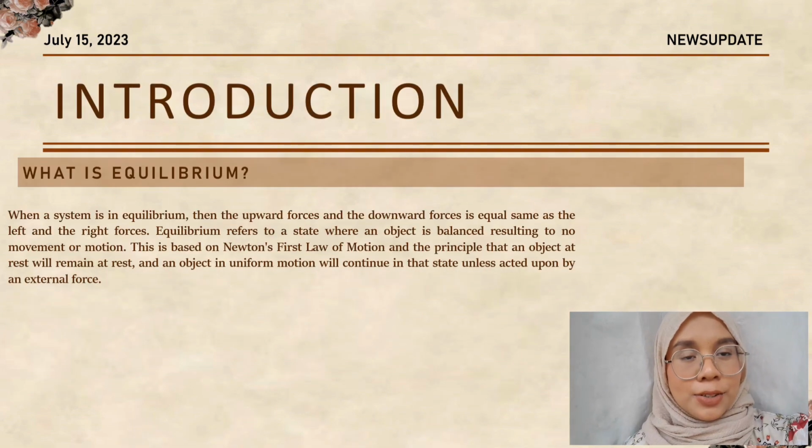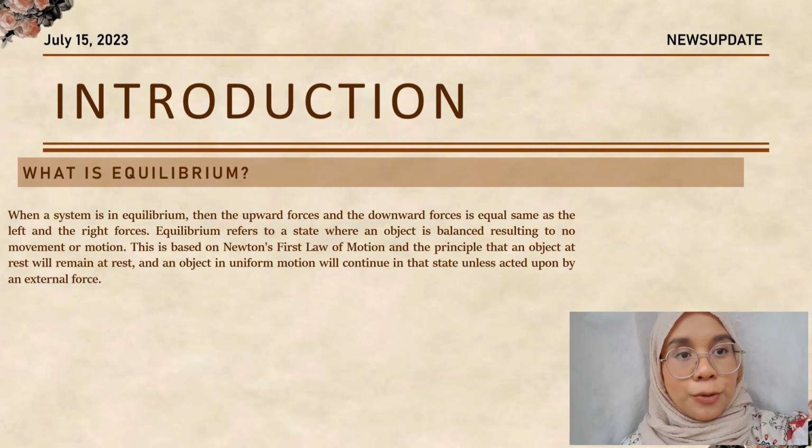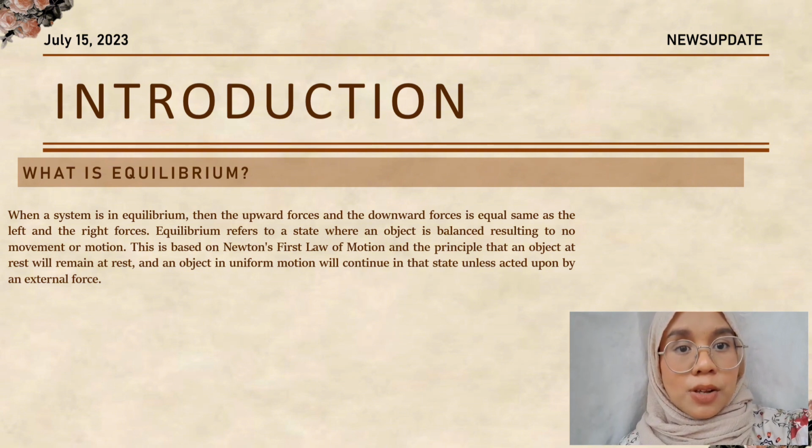Hi, let's get to know what is equilibrium. When a system is in equilibrium, the upward forces and the downward forces are equal, same as the left and the right forces. Equilibrium refers to a state where an object is balanced, resulting in no movement or motion. This is based on Newton's first law of motion and the principle that an object at rest will remain at rest, and an object in uniform motion will continue in that state unless acted upon by an external force.